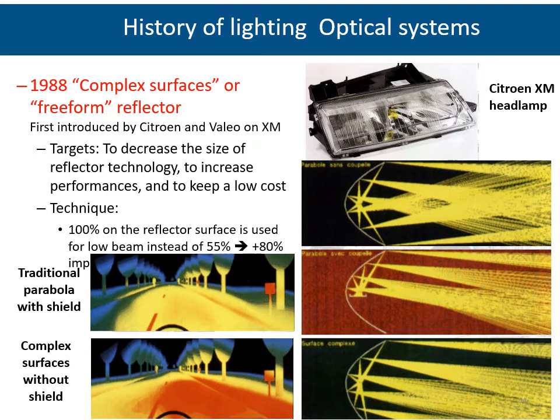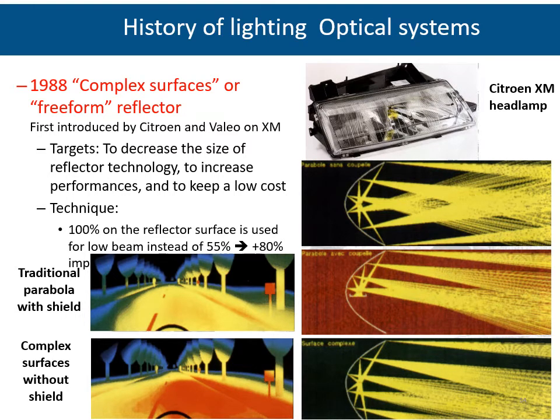In 1988 appeared the complex surface or freeform system, first introduced by Citroën and Valeo on the XM. The target was to reduce the size of the reflector and keep low costs by using a system similar to a parabola, but with a much better efficiency.